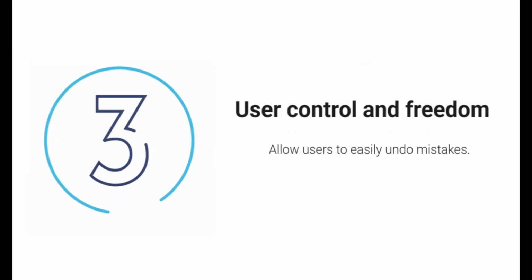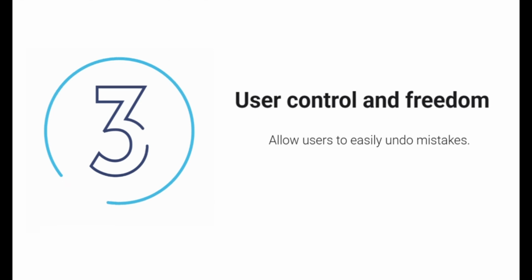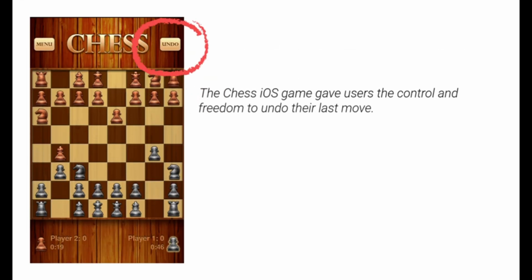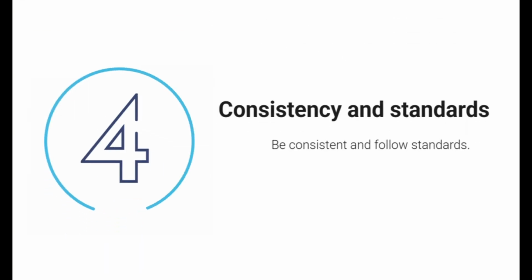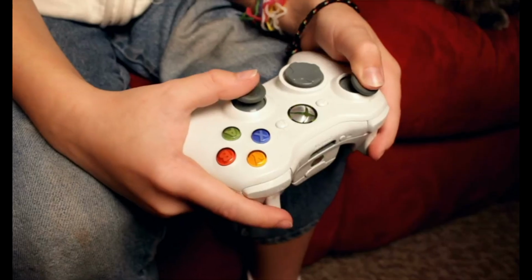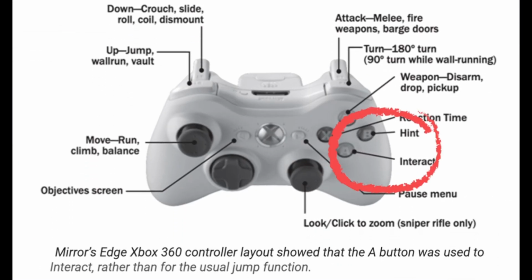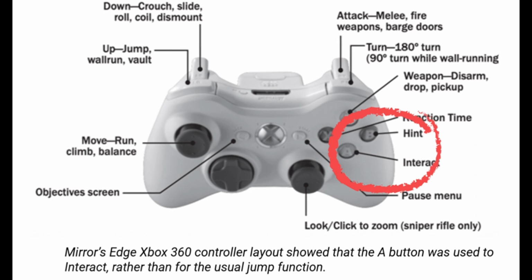3. Allow users to easily undo mistakes. For example, the chess iOS game lets players undo their last move, giving them control and flexibility. 4. Be consistent and follow standards. For example, players expect standard button functions, like A to jump, based on other games they've played.